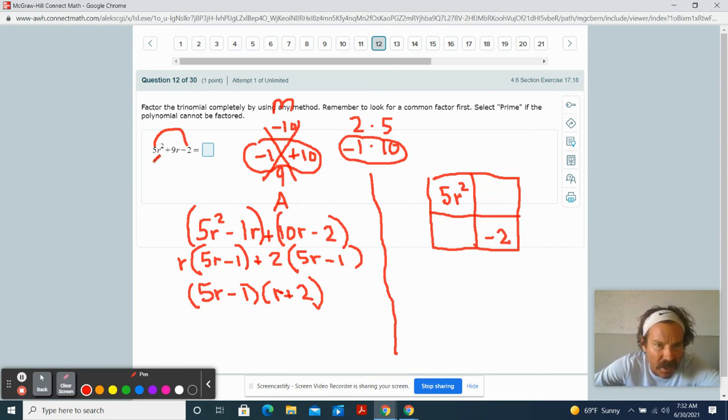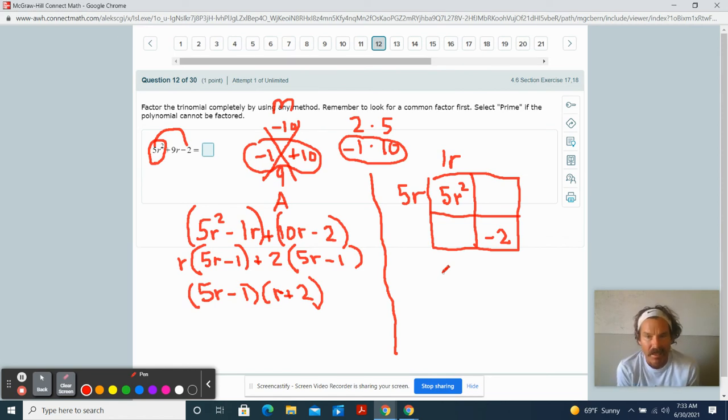And then I just look at this first term and I take my best guess on what the numbers are that are going to multiply to get 5r squared. Now, 5 is a prime number. So there's only two numbers that multiply to get 5. It's 1 and 5. So I need to have a 1 and a 5. And it doesn't really matter where I put it. I'll put the 1 up top and the 5 over here. But there has to be an r next to each of them because I have to get r squared. So r there and r there.